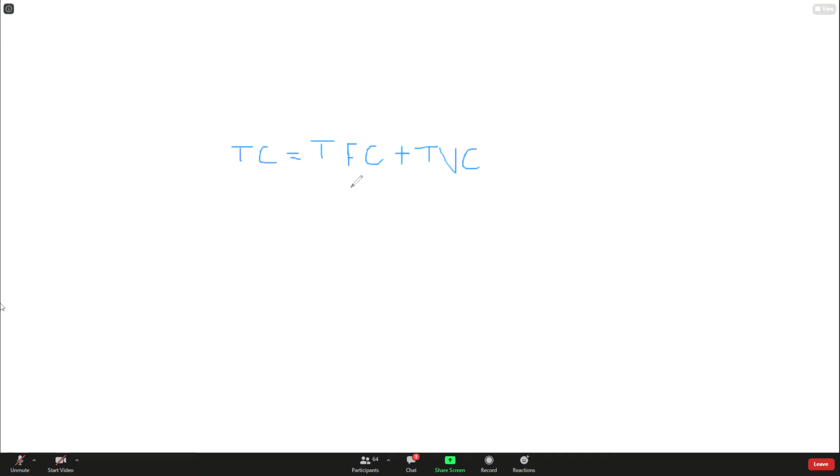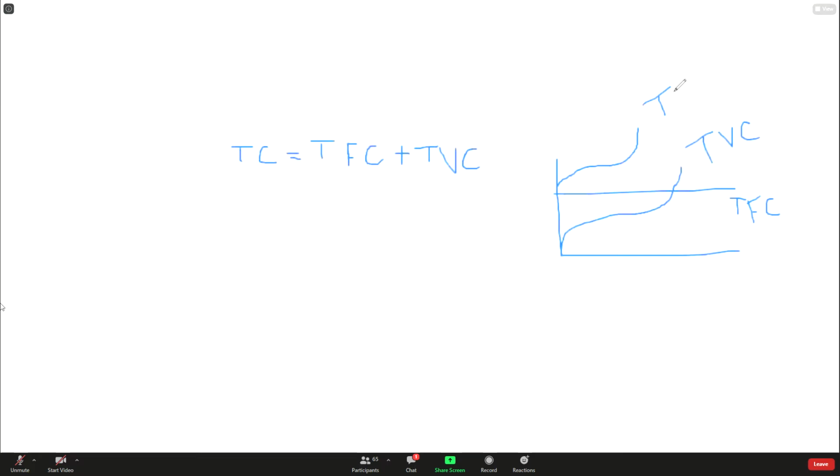So what I am trying to say is, look, the last day when I drew the diagram of total cost curve, I drew, look, this is total variable cost, TVC, and this is TFC. So it means if we take the summation of TFC and TVC, we have TC.